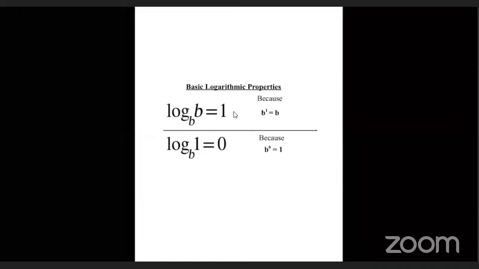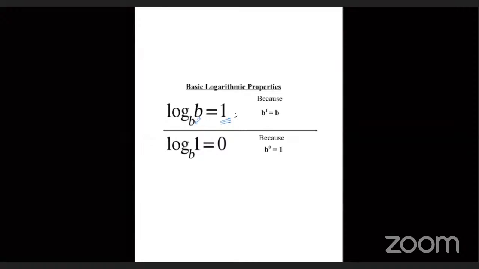Okay, so our basic log rules are going to say this. If I have a log base anything, and that matches what we get on the inside, so log base b of b, in order to do that, b raised to something to give me b, that something would have to be a 1. And so notice this will always equal 1 if these two match. And again, think exponentially. b raised to the first equals b.